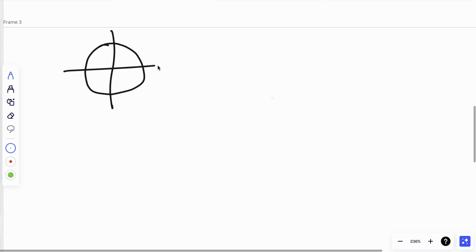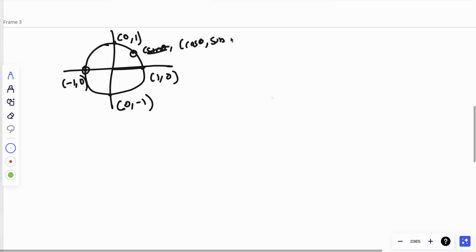What is a unit circle? A unit circle is one whose radius is 1. So this is 1 comma 0, this is 0 comma 1, this is minus 1 comma 0, and this is 0 comma minus 1. One mathematician came, he drew this circle. What he said, any point on the circle is cos theta and sine theta.